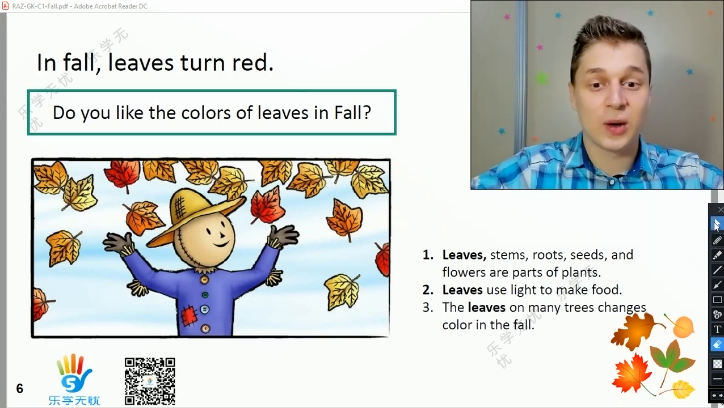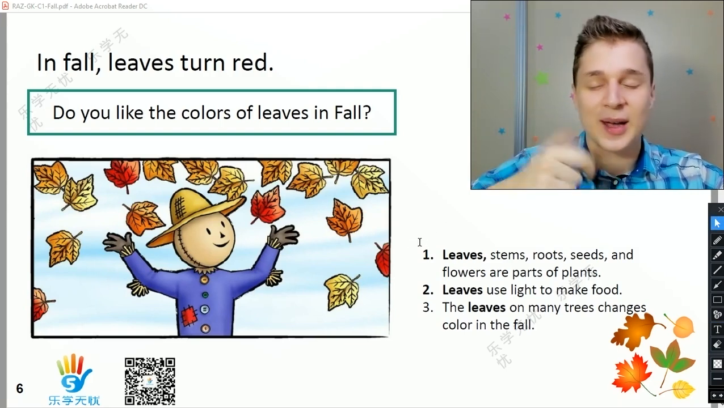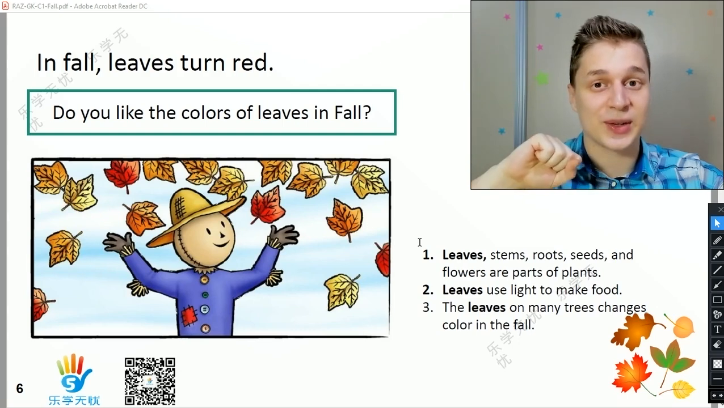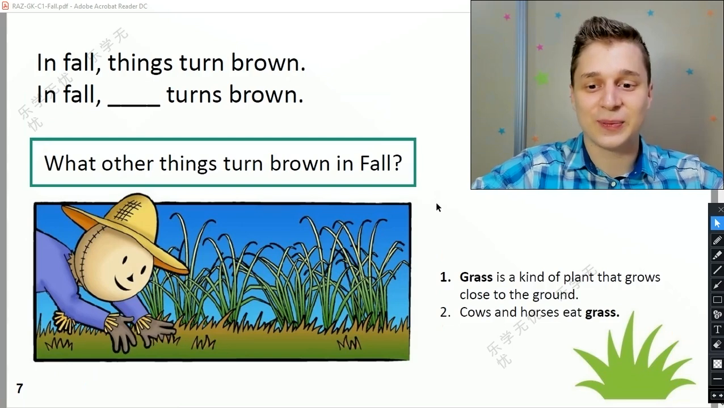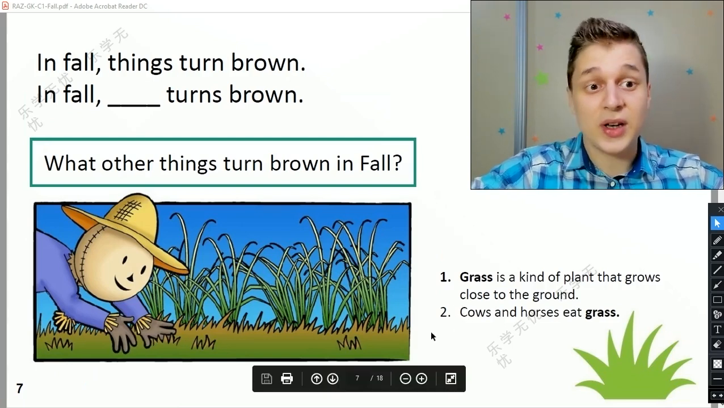There we go. We see many shades of colors, not just red and orange, but many different kinds of red and orange when the leaves are falling from the trees in fall. Let's see if there's another color that we can find during fall.